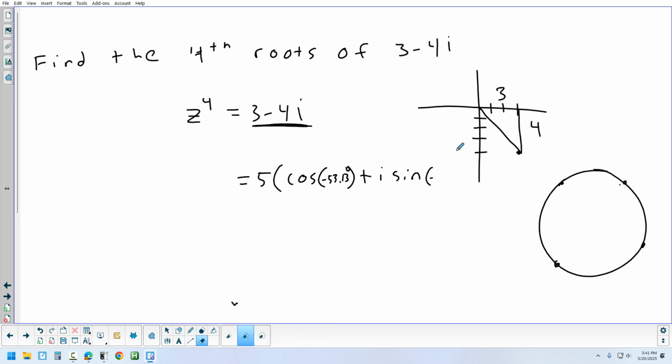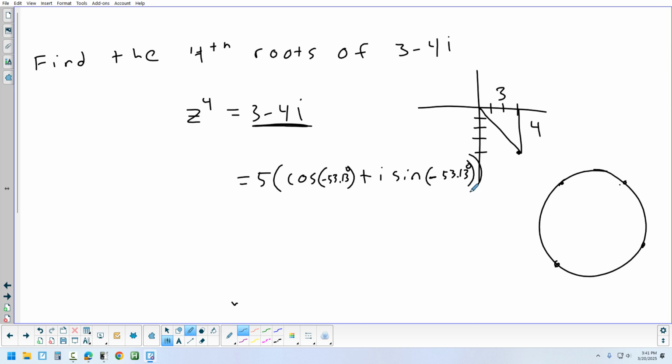Now, if they did not want that negative angle, what could you add to it to make it positive? I'm not going to worry about having a negative angle right now, though. But you could add 360. You could add 360. All right. We're not going to deal with that right now. So let's leave it like that.